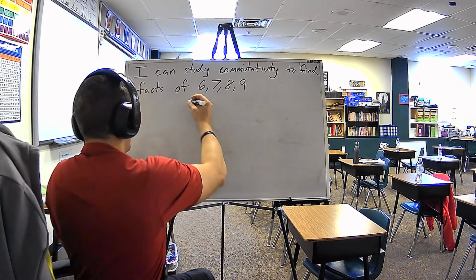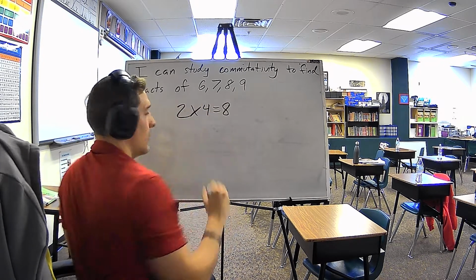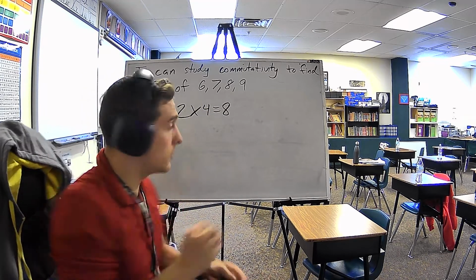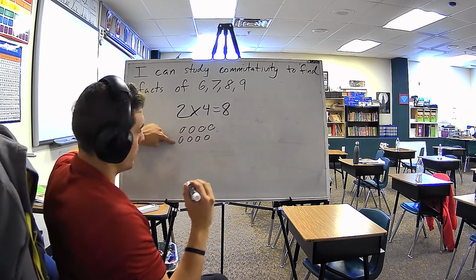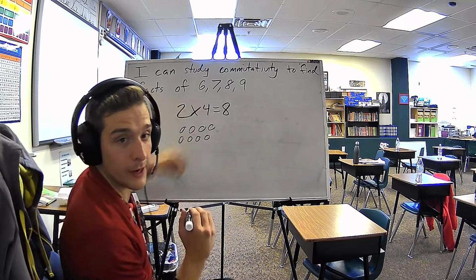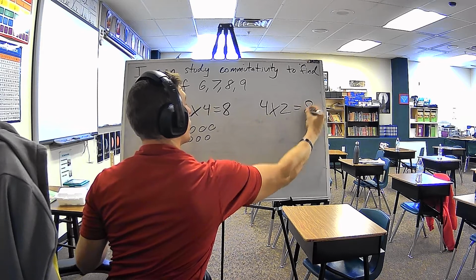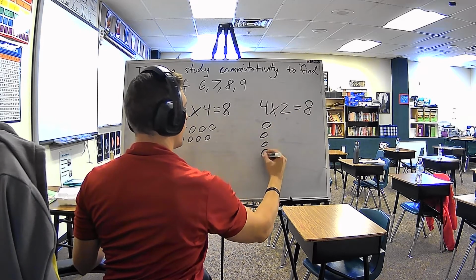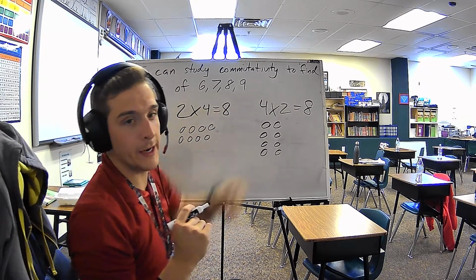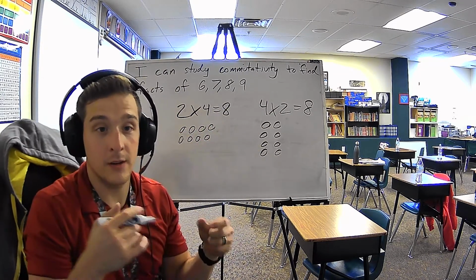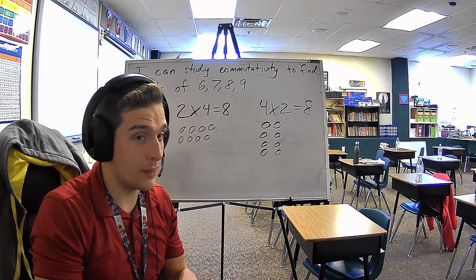As a reminder, if we know that 2 times 4 equals 8, two groups of 4, one group, two groups, with 1, 2, 3, 4 in each group, is the same thing as 4 times 2, four groups of 2, which is 1, 2, 3, 4, with 2 in each group. They both give the same answer. That's commutativity. Remember that.